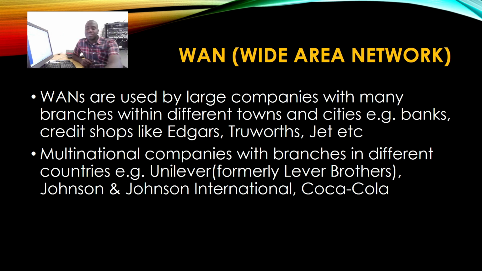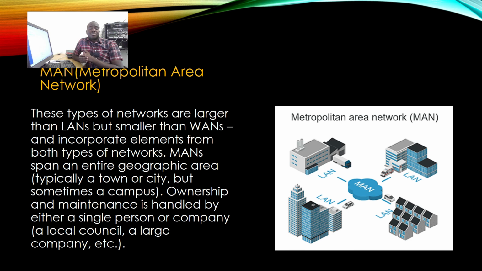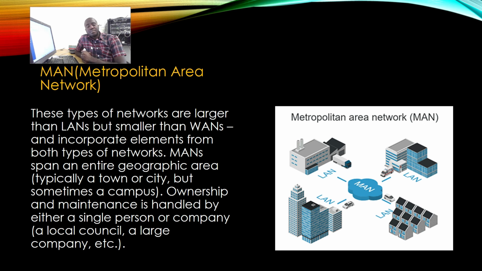So there's another one which is much smaller, but it can also be counted. It's called a metropolitan area network. So these types of network are larger than LANs but smaller than WANs, right? And they incorporate elements from both types of networks. MANs span an entire geographical area, typically a town or city, but sometimes a campus. Ownership and maintenance is handled by either a single person or a company. A local council or a large company is an example that we use, right?